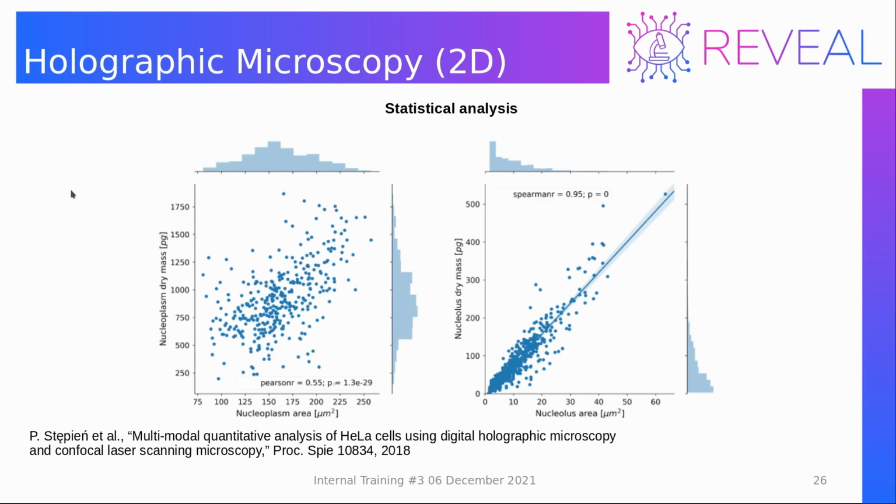So with holographic microscopy images, you can perform a lot of statistical analysis. These are just two examples of what we did. Without going into detail, for example, you can analyze what is the relation between the area of the nucleoplasm and the dry mass of the nucleoplasm in multiple cells in the field of view. You can do the same with the nucleolus. You can compare the area with the dry mass, and you can do it in the time-lapse measurements, so you can analyze how this changes with time.